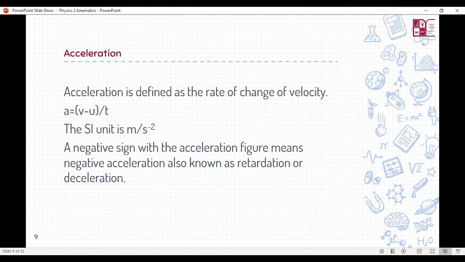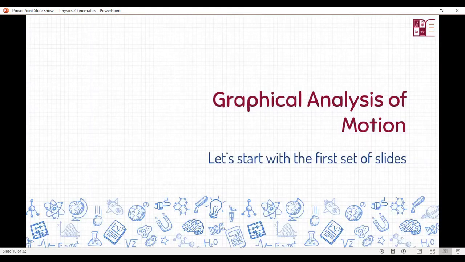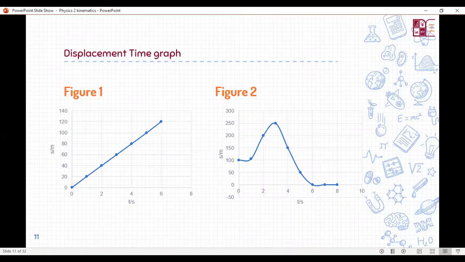Now, moving on to the graphical analysis of motion. Here we're going to look at different displacement-time graphs and velocity-time graphs to understand what the body and different units are in reference to these graphs.